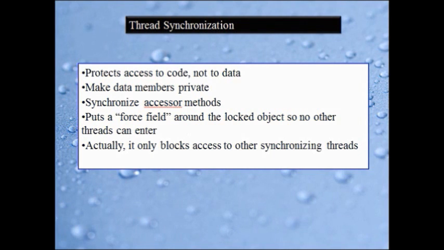Thread synchronization protects access to code, not to data. Make data members private and synchronize accessor methods. Put a force field around the lock object so no other threads can enter. Actually, it only blocks access to other synchronizing threads.